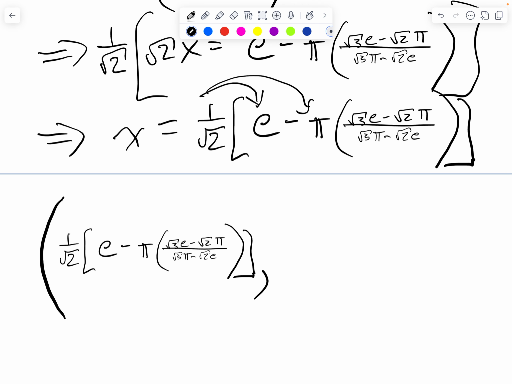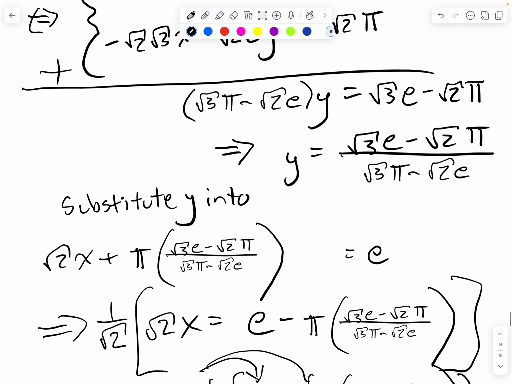snow cones. That's the x value, and here's the y value.